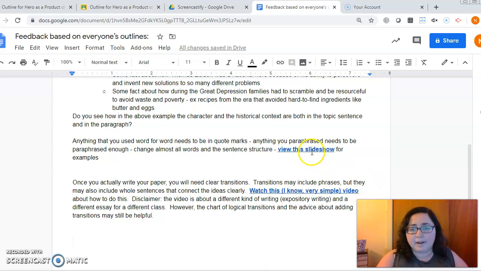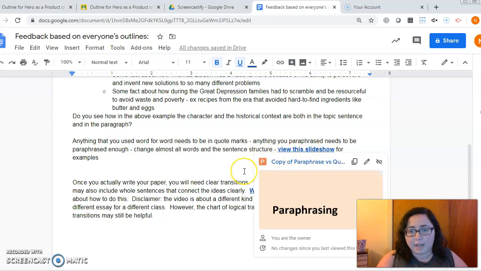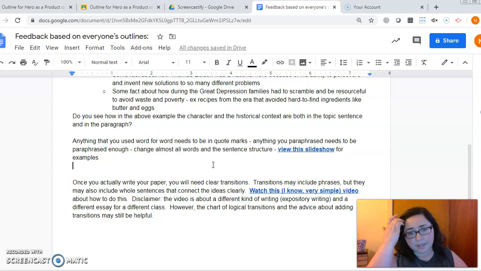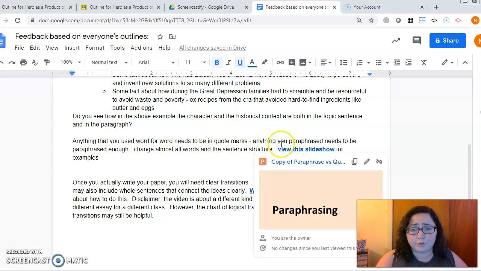Once again, I do have this slideshow here that I have encouraged you to look at before, and I really want to make sure that you are clear on that. Anything that you paraphrase needs to be paraphrased enough. That means to change almost all the words and the sentence structure. So view the slideshow if you have not already done so or haven't in a while to describe what that would look like. It's not a good idea to just go through a sentence and right-click and get all the thesaurus synonyms because it's going to come out awkward and stilted.